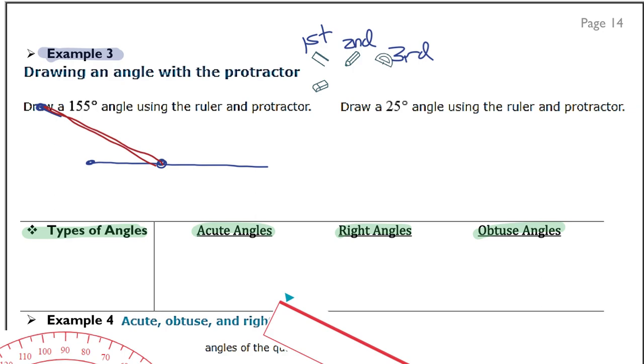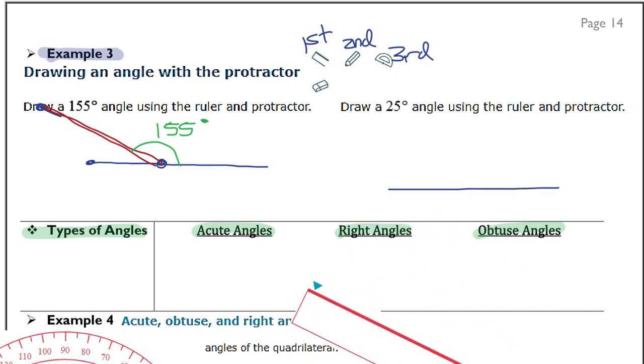Now, that is essentially what we have to do. So now that you have that, this angle should be 155 degrees. Now I would like you to try this one yourself. Again, you're going to start with the ruler tool, and you're going to make a straight line using this tool here with the pencil, and then see if you can do that yourself.